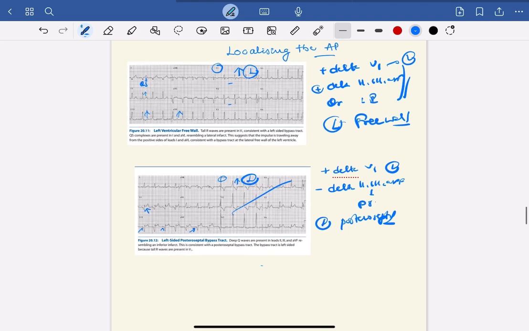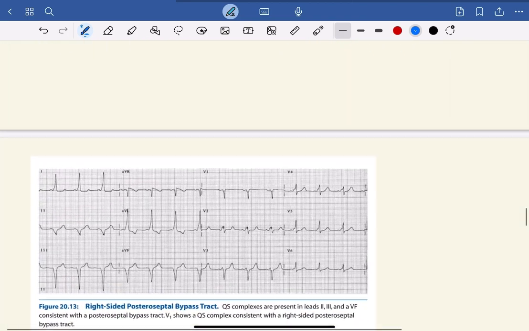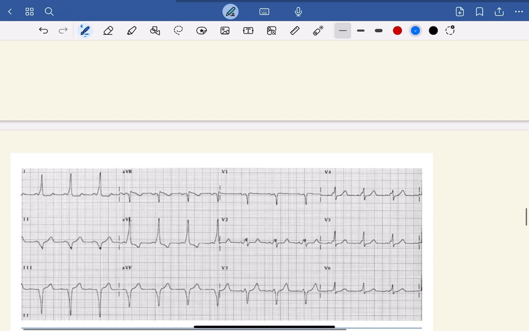So next, one more ECG. See here, you have to see lead 1 first. Here it is, so look at here, negative delta waves, that means it is on the right side. When it is right side, again you have to differentiate whether it is free ventricular wall, posterior septal or anterior septal. For that you have to see the axis.